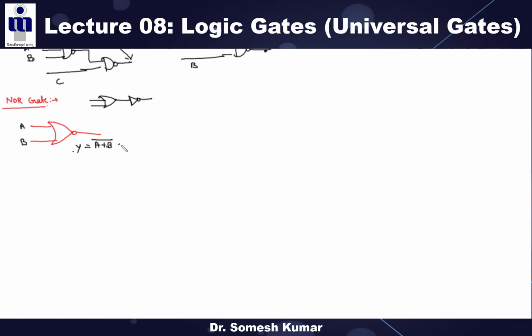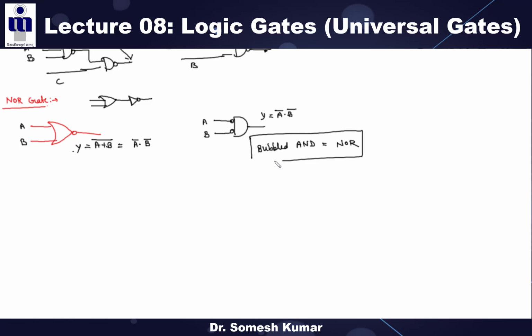So from the distributive law, what is the output? A bar dot B bar, we can write it in this way. So can I show it like this? This is A, this is B, this is your output. This is also the NOR gate, right? So we can say this is your bubbled AND, right? So bubbled AND is equal to your NOR. Can I say this statement, right?